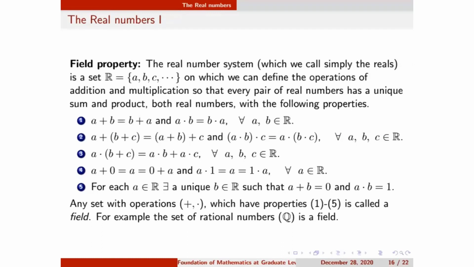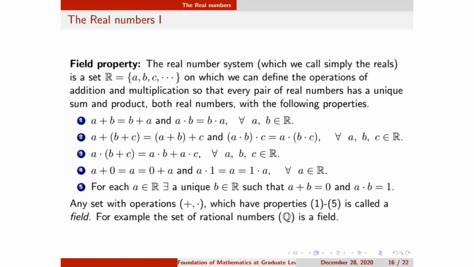Not every set has these properties. For example, the set of natural numbers is not a field. It doesn't have these properties that I'm going to tell you, from 1 to 5. So what are these properties? The set of real numbers is denoted by the symbol R. Say in this set a, b, c, and so on are real numbers, and I define two operations, addition and multiplication, in such a way that the sum and product of real numbers are unique real numbers.